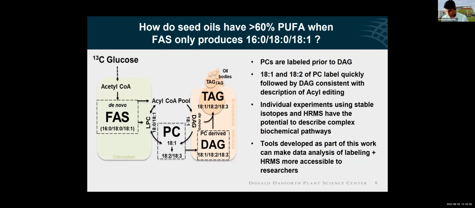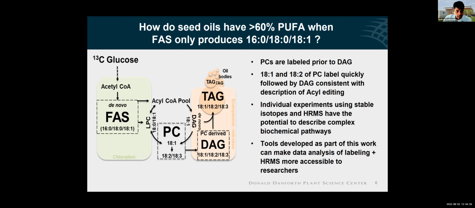Right, quickly, without going into the details of the data, I wanted to provide the biological insight that we gained. The question that we're trying to answer is, oilseeds produce an enormous amount of polyunsaturated fatty acids. Over 60% of the entire fatty acids are polyunsaturated fatty acids. But if fatty acid synthesis in plants produces 16:0, 18:0, or 18:1, that is saturated and monounsaturated fatty acids, how do you end up getting so much polyunsaturated, right?